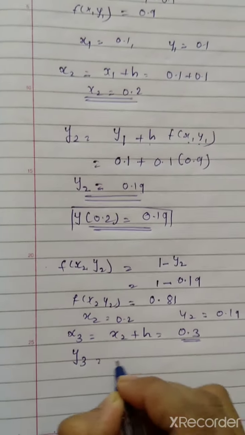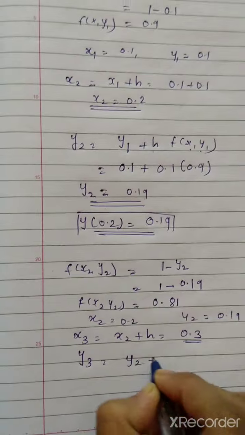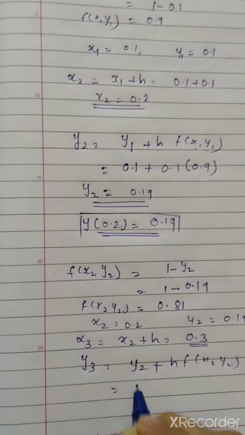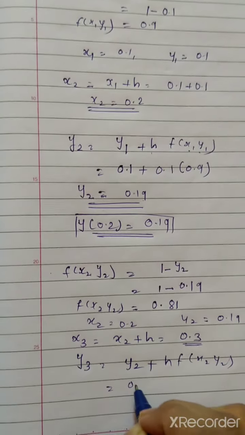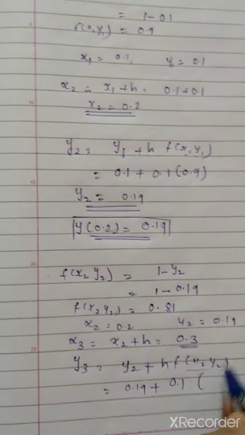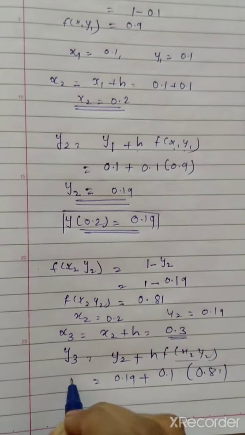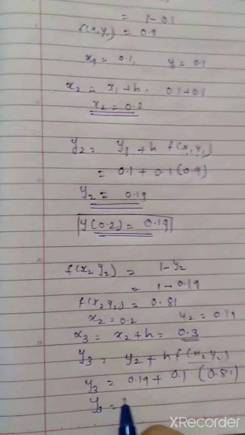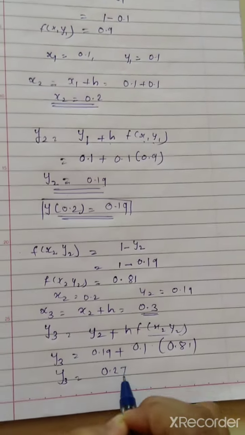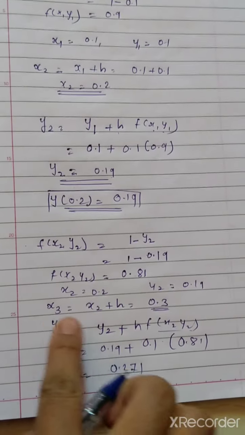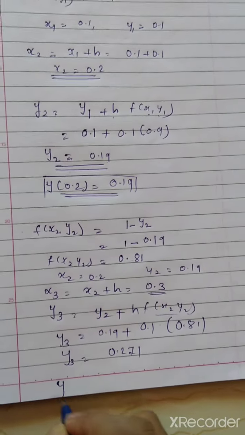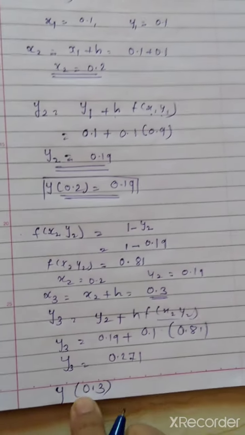So y3, y3 के लिए again we'll use the formula y2 plus h into f of x2 comma y2. So y2 का क्या था? 0.19 plus h अपना 0.1 into ये इसका आंसर 0.81. So y3 will be 0.271. But when x3 is 0.3, right?